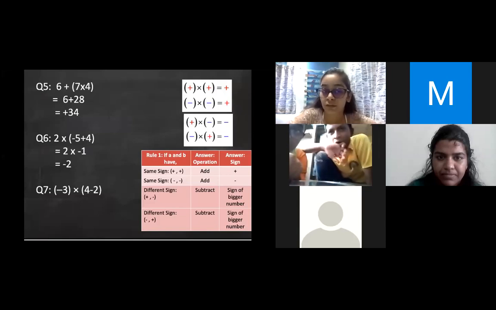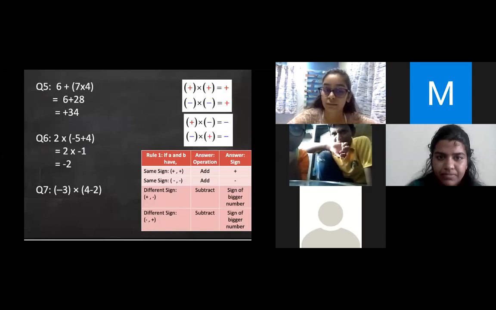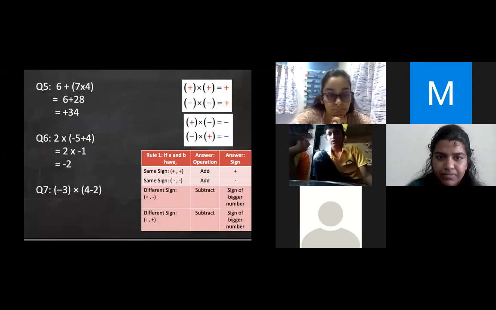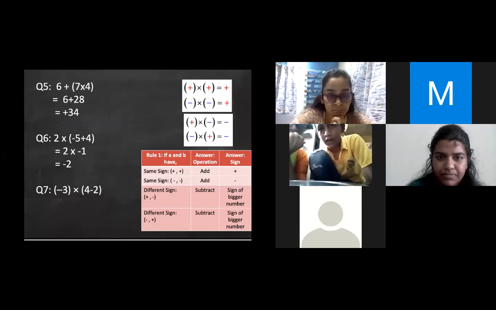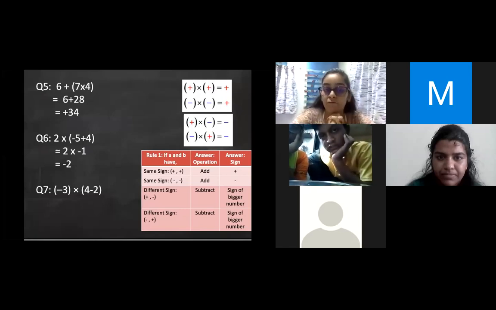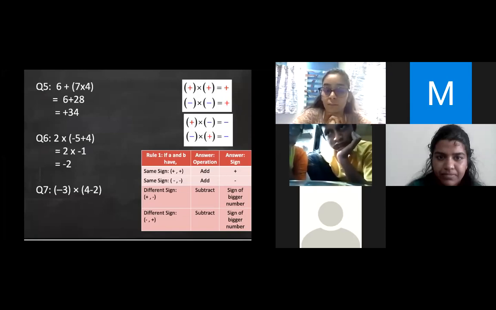Minus 3 is there in bracket, which is okay. So in the next step we will just keep minus 3 multiplied by. Focus on 4 minus 2. What will you do? 3 multiply 4. No, Faisal, you have to first solve the bracket. In bracket, you have 4 minus 2. So what will be the answer when you open this bracket?